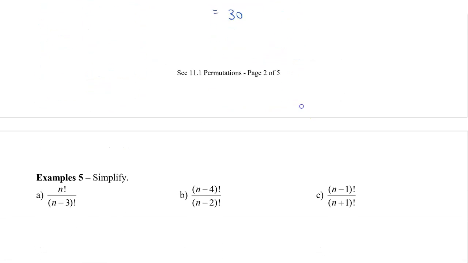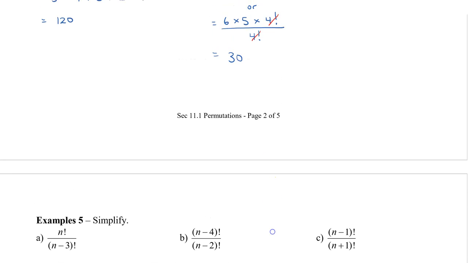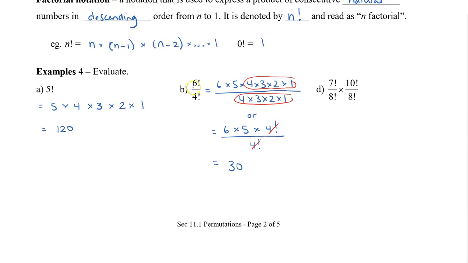Now, I want to show you what to do when they're not numbers, but we have variables. So when we're writing our factorial and trying to simplify, you want to start with our largest number. Like in the example above, 6 was bigger than 4, so we're going to start with 6 factorial, and then we're going to go 6 times 5 times 4 factorial, and we stop here because that matches with our 4 factorial in the denominator, which we can cancel off.